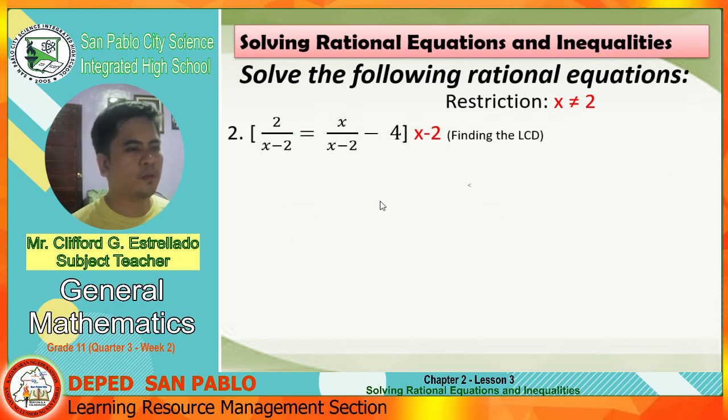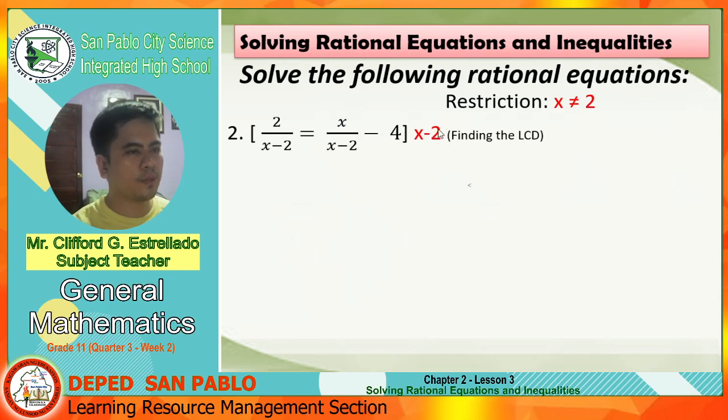Okay, so get the LCD. So we have here x minus 2, and we have here 1, since 4 is equal to 4 over 1. Okay, so our LCD is x minus 2. So x minus 2 divided by x minus 2, so we can cancel this out. So we only have 2 on the left side. Then on the right side, x minus 2 divided by x minus 2, so we can cancel it out. So we have x.